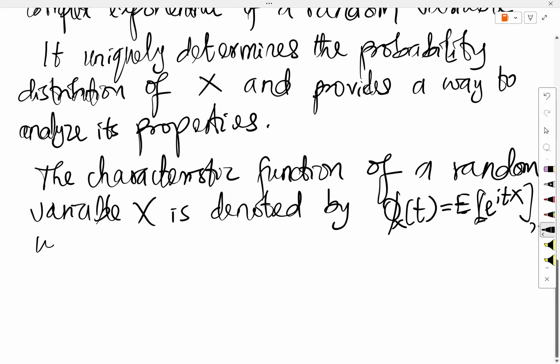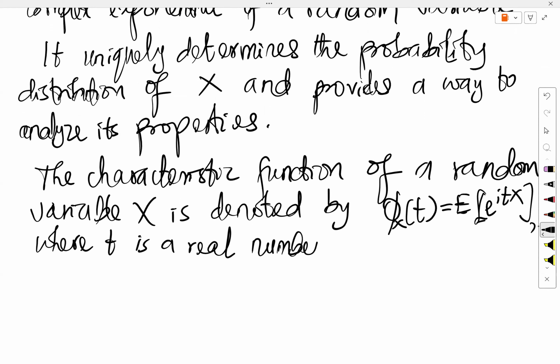Here t is a real number, and i is the imaginary unit. Of course, you already know that X is the random variable. So that takes care of the second part of the question.